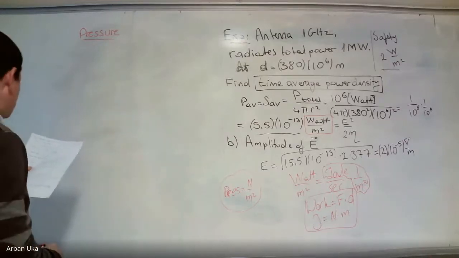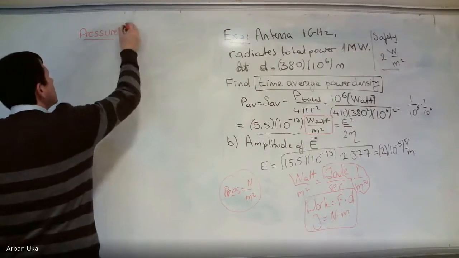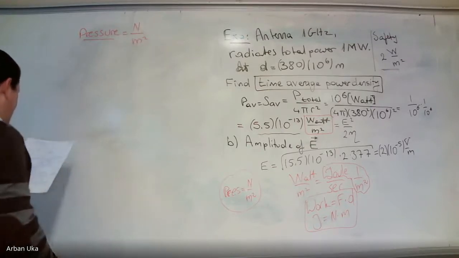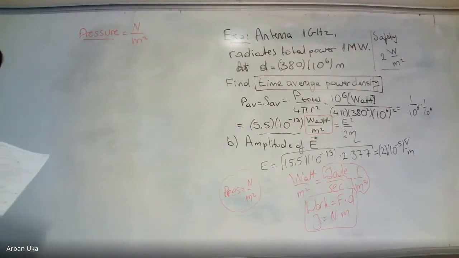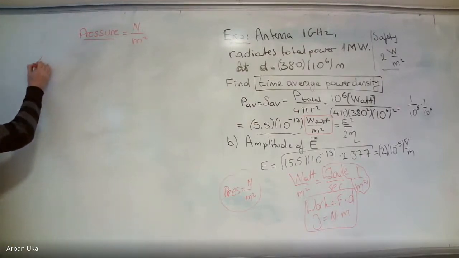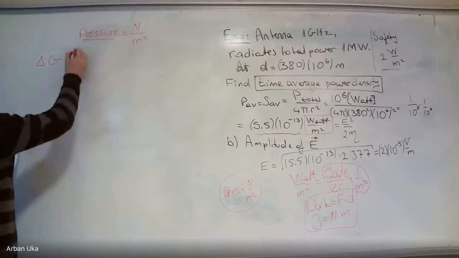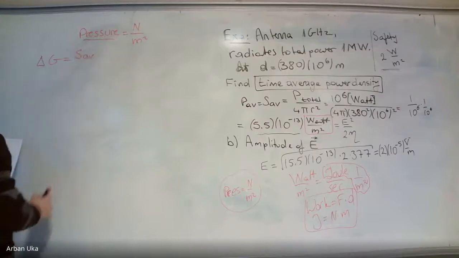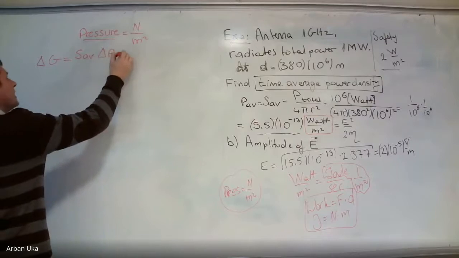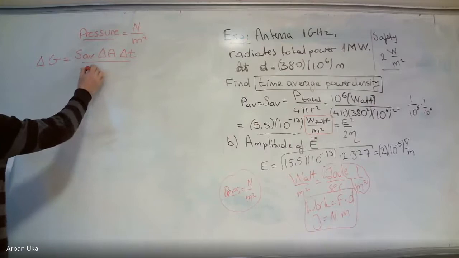So now the radiation pressure, let's write first the units. This is going to be Newton per meter square. And we can also define momentum. We can have a quantity which we are going to call delta G. We can write this one as time average power density times delta area times delta T, divided by the speed of light.